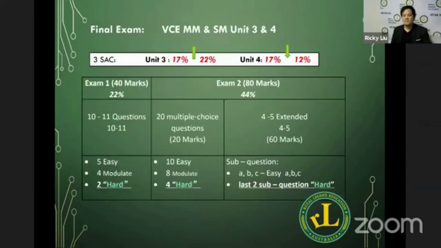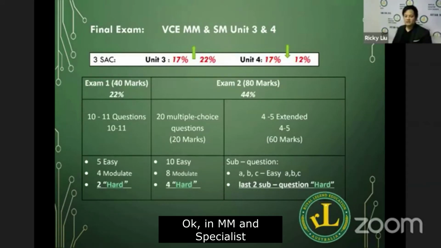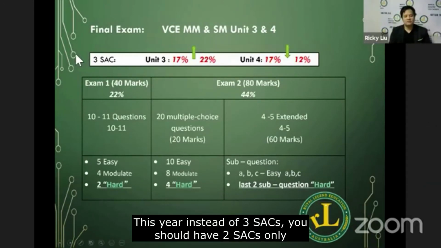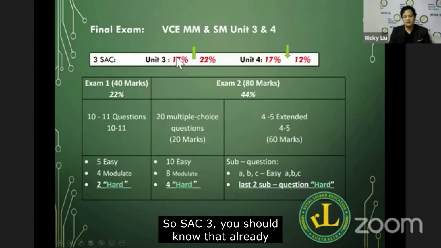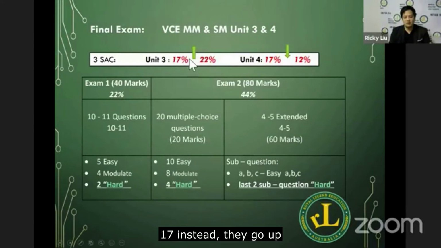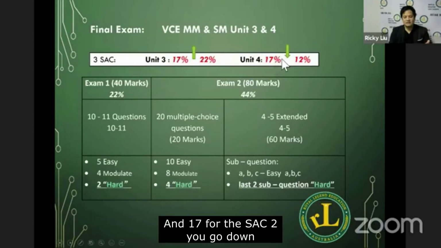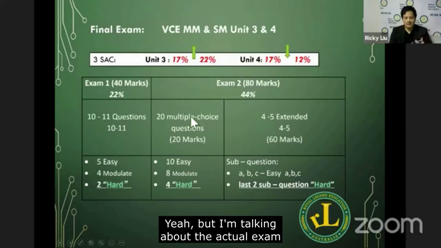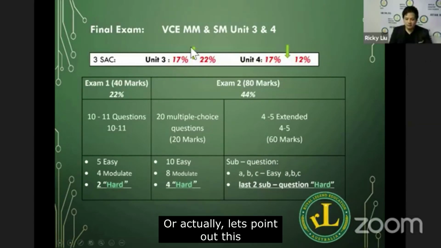So that's why in the exam, okay, in MM and SEC, this year instead of 3 SECs, you should have 2 SECs only. So SEC 3, you should know that already. 417 instead, they go up. And 417 for the SEC 2, you go down. Yeah, but I'm talking about the actual exam. Or actually, let's point out this.